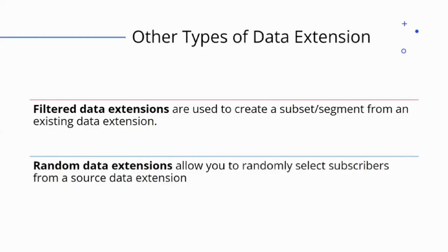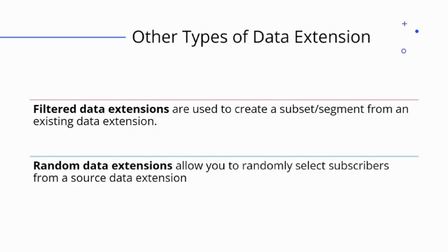So we have seen around 3 types of data extensions in Marketing Cloud: standard, filtered, random. And we have seen 4 types of lists: normal list, all subscribers list, publication list, and suppression list. Now there is another type of data extension in Marketing Cloud, which is a very important topic in Marketing Cloud.